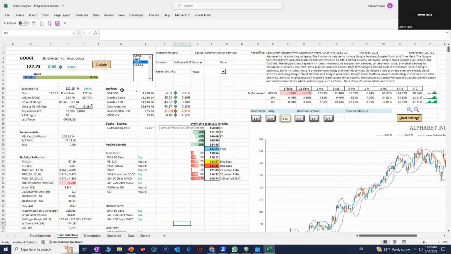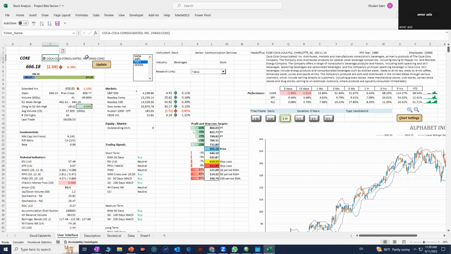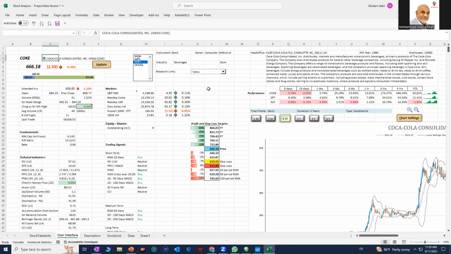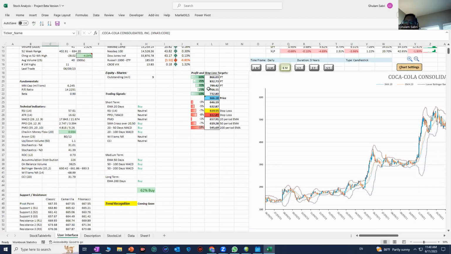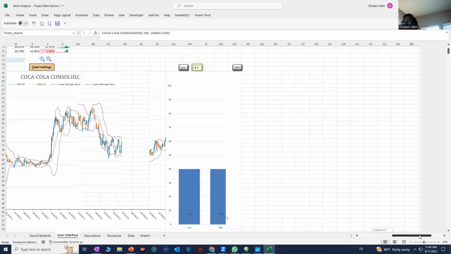Let's see what my system says about Coke, because I haven't seen it. Take a look at Coke. This confuses me somehow. Okay, now finally I get Coke. Let's update this sheet for Coke. It's updating the volume and taking some time. There we go. Okay, it says 62% buy setup. This is the same chart right here. Okay, 62% buy.